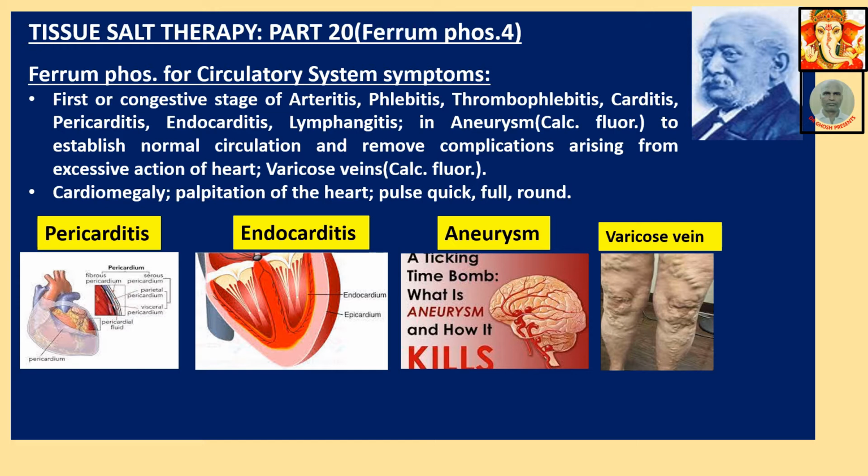Now the pictures. The first one is the layer of the heart. Over the heart there is a double-layer serous membrane. This is called the pericardium. Inflammation of that is pericarditis. There is stitching pain in the heart. Endocarditis, endocardium means the internal layer.